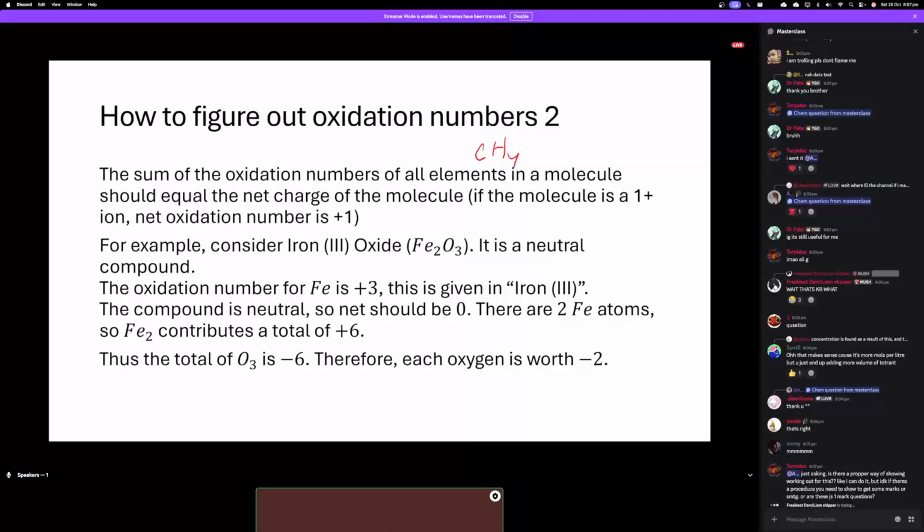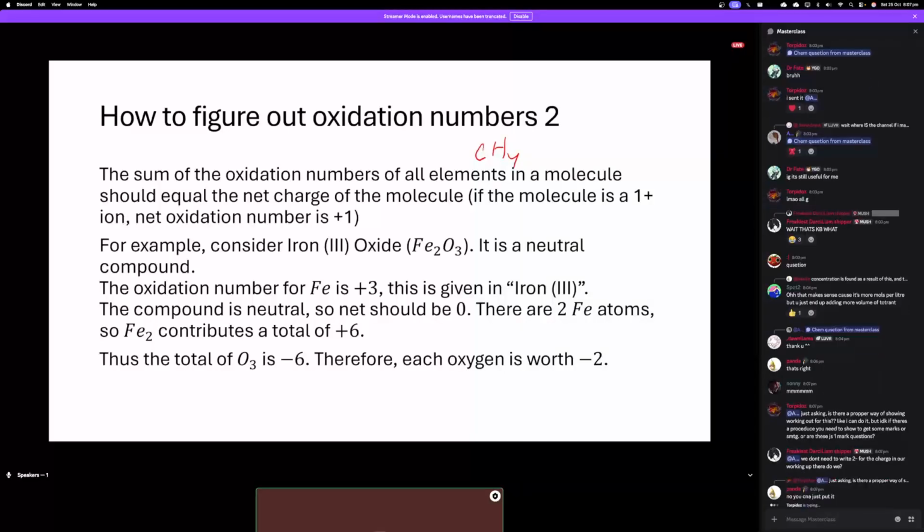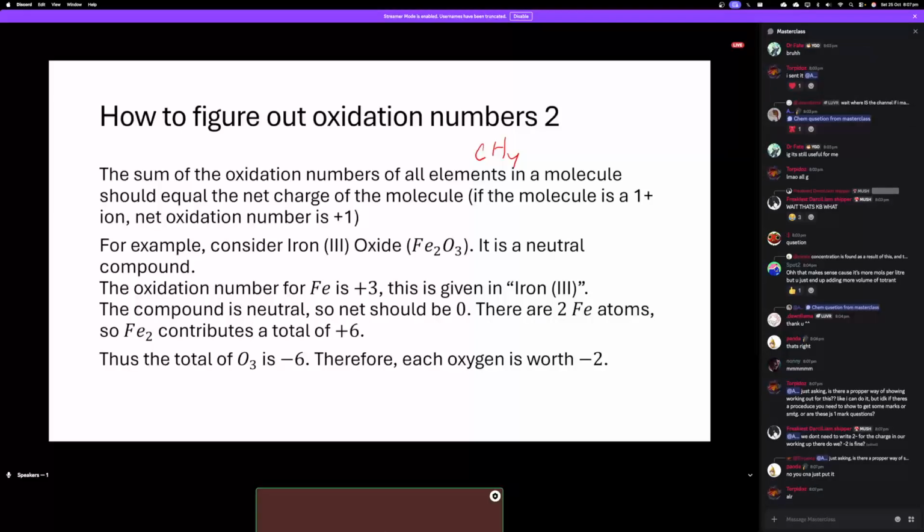I think everyone has their own different way of working it out. I'll show you what I do for one of them, and I'll do an example for you later on. But it's okay to just put it. The sum of all the things here should equal 0 because there's no charge.